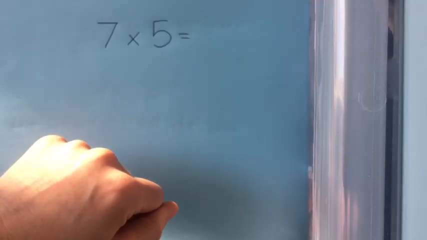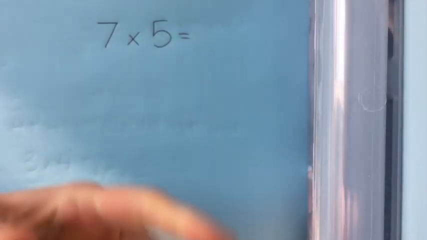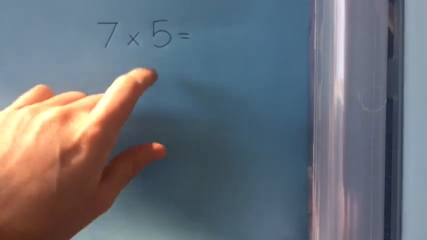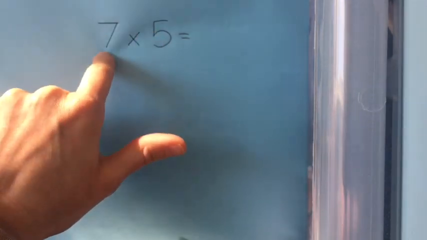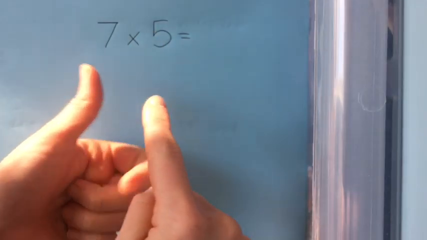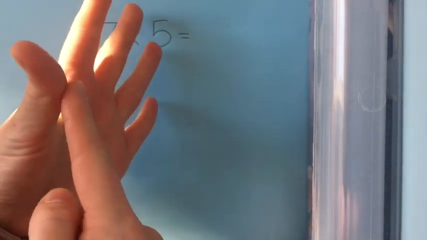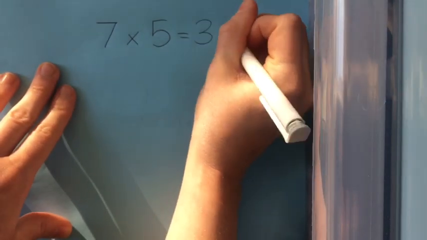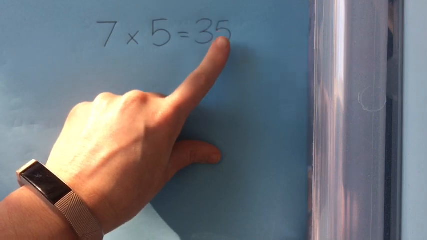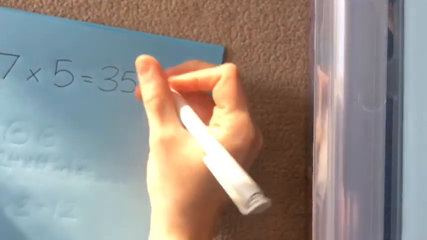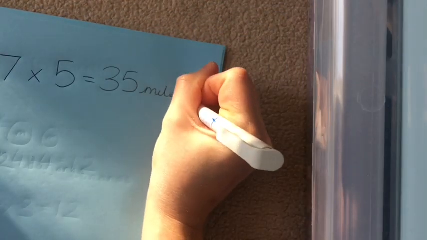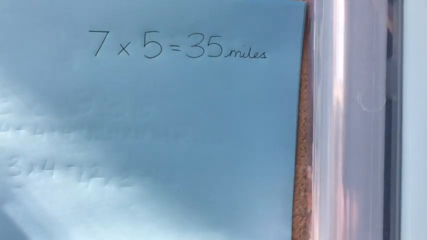Now I spoke yesterday in our arithmetic session about maybe drawing our circles for an array, or I could count up in 5s 7 times. So 5, 10, 15, 20, 25, 30, 35. His friend walks a considerable amount further than him. He walks 35 what? What was the unit of measurement? It said 7 miles. 35 miles, therefore his friend must walk 35 miles. That's quite a long way to go.